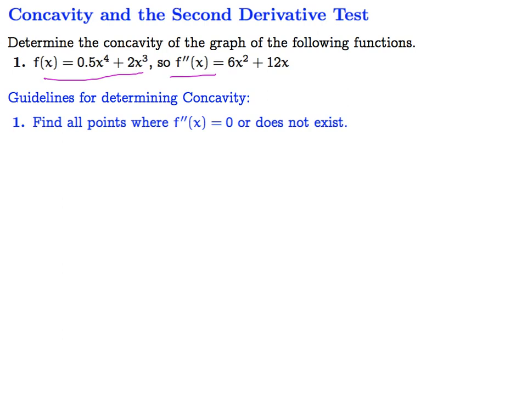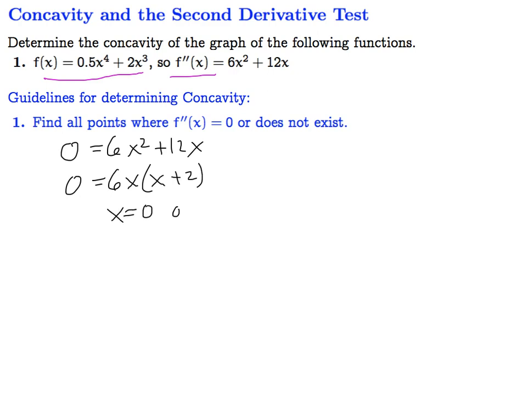The first step in our process is to find all points where the second derivative is 0 or does not exist. We do this because we know that if the second derivative is positive, it's concave upwards. If it's negative, it's concave downwards. Therefore, we need to look at places where it's 0 or does not exist. So we set the second derivative equal to 0, and we solve, and we see that this factors pretty nicely. We get a 6x, and we're left with x plus 2. So we get x equals 0 or x equals negative 2 as our places where it's 0. It exists everywhere.